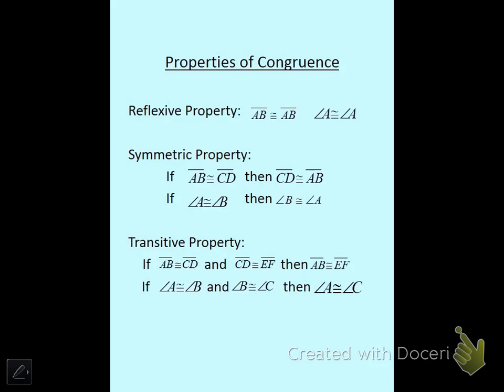Transitive. If the segment AB is congruent to the segment CD, and CD is congruent to the segment EF, then we can flip them in and out because CD represents the same thing as EF, so we can put EF in its place. So the segment AB is congruent to the segment EF. Okay, same thing with angles. If angle A is congruent to angle B, and angle B is congruent to angle C, that means my B's can switch out since angle B is the same thing as C. So that means angle A is congruent to angle C.